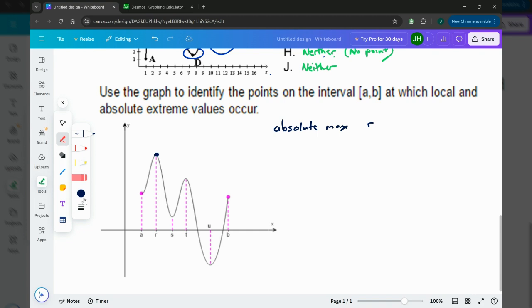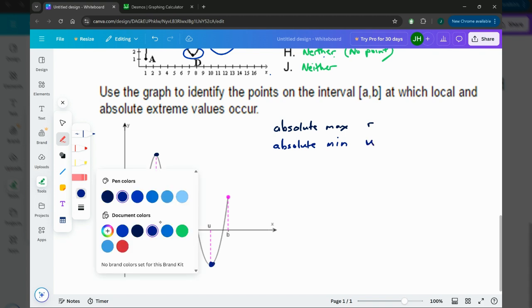Is there an absolute minimum? Is there a point that's the lowest point on the graph? It looks to me like it's right here. So U is an absolute minimum.